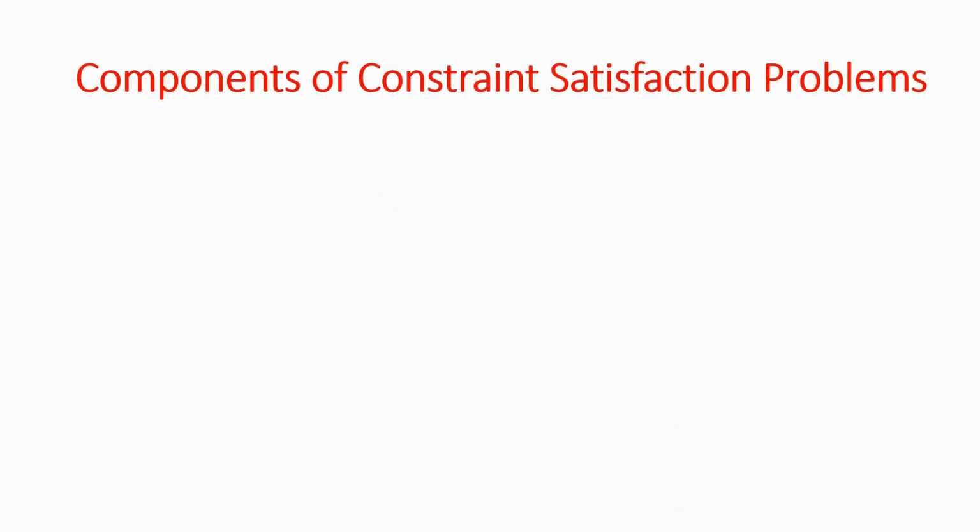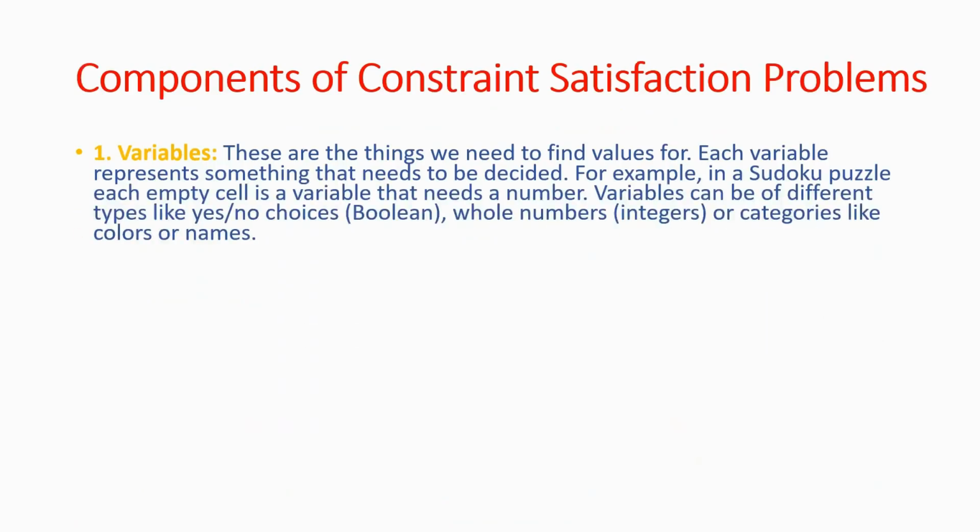Here we have the components of the constraint satisfaction problem. First, variables. Those are the things we need to find values for. Each variable represents something that needs to be decided. For example, in a Sudoku puzzle, each empty cell is a variable that needs a number.